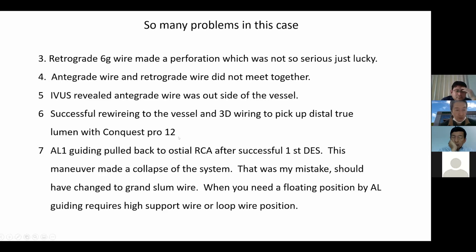The L1 guiding was pulled back to the ostial RCA after successful first drug eluting stent deployment. So this maneuver made a collapse of the system. That was my mistake. I should have changed to a Grand Slam wire. When you need a floating position with Amplatz guiding, it requires a high support wire or loop wire position. But this time I didn't want to keep the loop wire position.